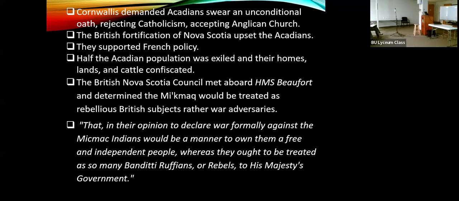In their opinion, to declare war formally against the Micmac Indians would be a manner to own them a free and independent people.